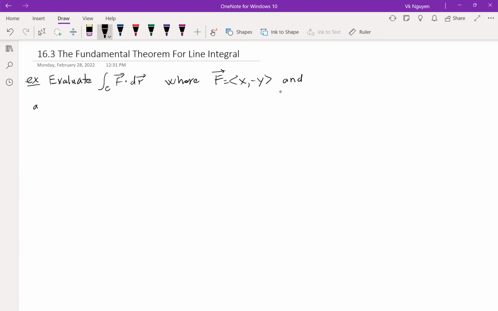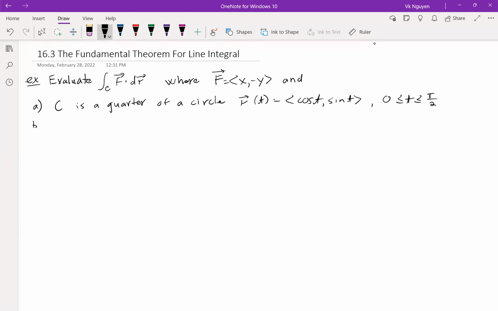And here comes C. Here, C is a quarter of a circle, r(t) equals cosine t, sine t, 0 less than or equal to t less than or equal to pi over 2. Oh man, that looks like A.